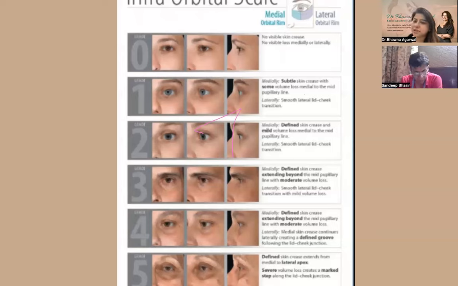Then the second thing is, there are 2 tests you have to do. One is the pinch test. If the skin is very loose, dermal filler and Botox are not a good idea.